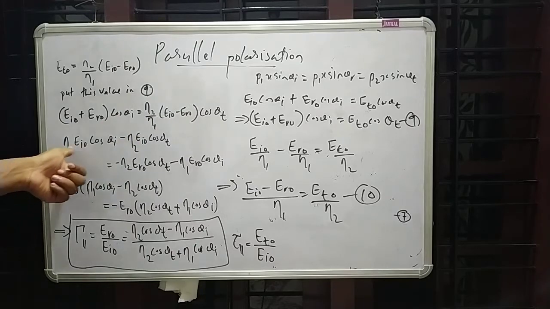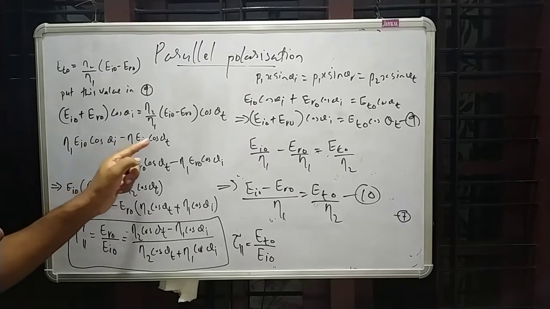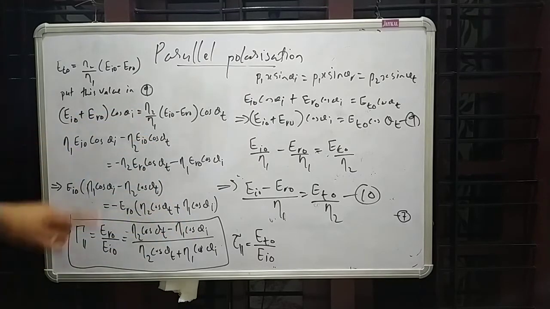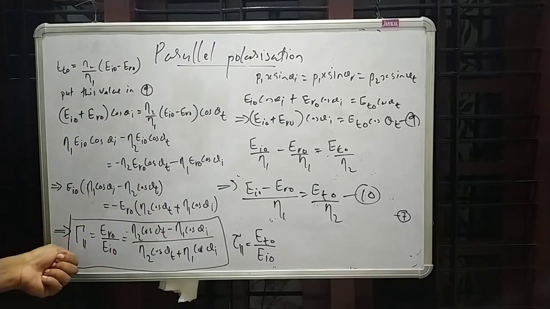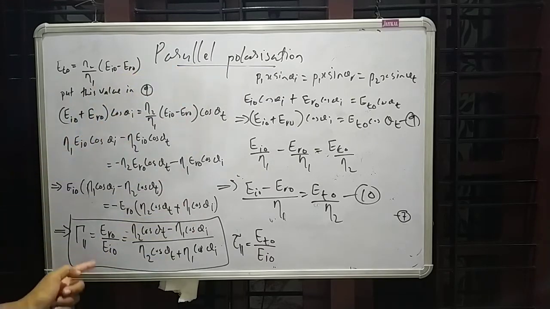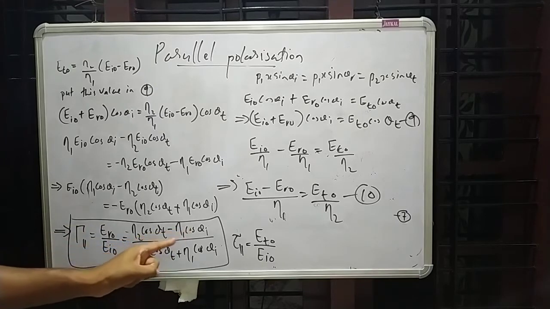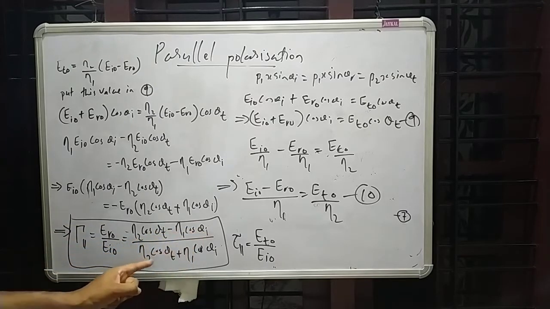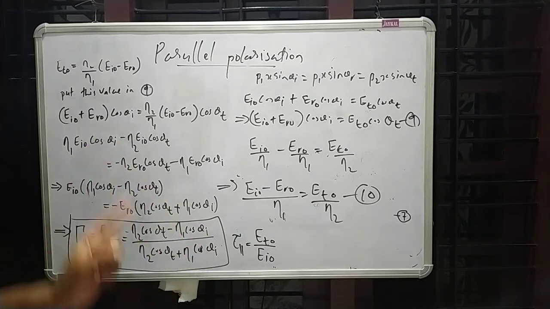Okay, so if we expand this term, we will get eta 1 EI0 cos theta I minus and so on. Finally we will reach gamma parallel, that is the reflection coefficient for parallel polarization, is equal to ER0 divided by EI0 is equal to eta 2 cos theta t minus eta 1 cos theta I divided by eta 2 cos theta t plus eta 1 cos theta I.